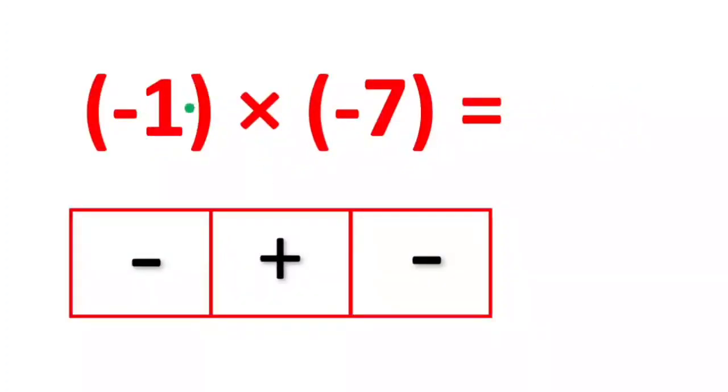The question is negative 1 multiply negative 7. First we multiply: 7 ones are 7. We get 7. What is the sign here, negative or positive? We simply match the signs. The negative sign is matching, this negative sign is matching. The remaining sign is positive, that's why we write positive. We get positive 7.